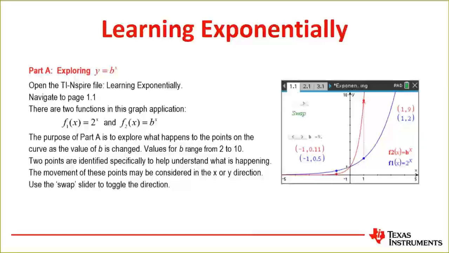And the purpose of part A is to explore what happens to the points on the curve as the value of b is changed. So the values for b will change according to the slider, which you can see on the screen there. It currently says b equals 9. Values for b range from 2 to 10, and 2 points are identified specifically to help understand what is going on. The movement of these points may be considered in the x direction or the y direction, so dilation away from the x-axis or towards the y-axis.